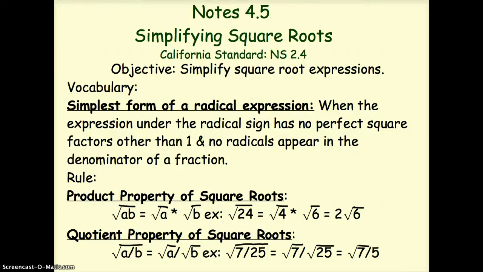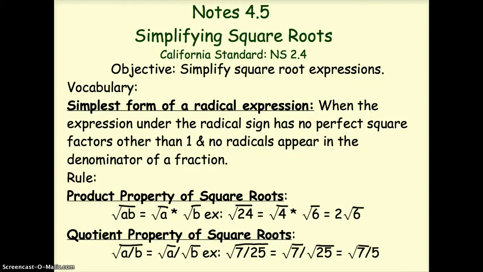Our vocabulary today is simplest form of a radical expression: when the expression under the radical sign has no perfect square factors other than 1, and no radicals appear in the denominator of a fraction. And I'll explain that a little more when we get to that example.